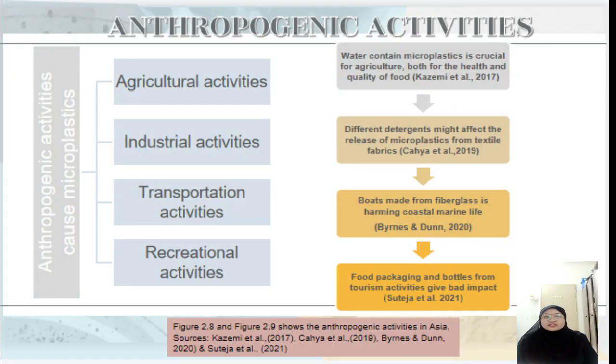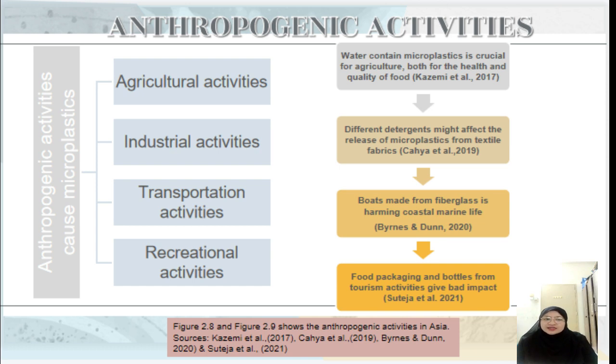There are a few anthropogenic activities that cause microplastic, for example, agricultural activities, industrial activities, transportation activities, and recreational activities. Kazemi et al. 2017 mention that water is a critical input for agricultural production and plays an important role in food security. Water contaminated with microplastic can have a bad impact on agricultural health and quality of food. Pesticides from agriculture can also lead to microplastic. Mentioned by Cahaya et al.